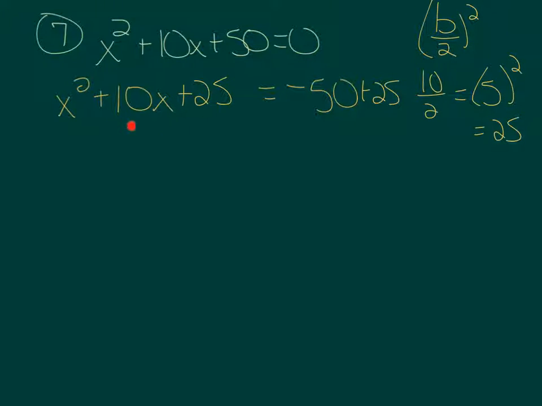Now, this is going to be a perfect square now. This is now x plus 5 squared. If you were to factor that, it would be x plus 5 times x plus 5. So that's x plus 5 squared.